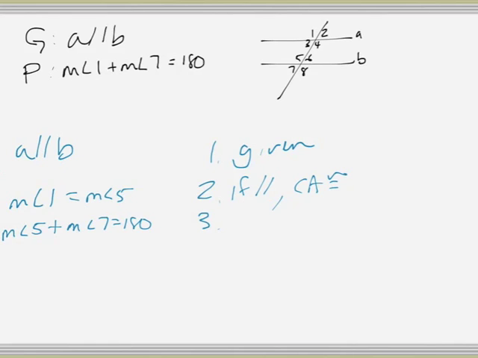Why? Because they're in a straight line. What do we call it when we add two angles together and they make a straight line? Angle addition postulate. Angle addition postulate is when we're adding up two angles that are next to each other, and these two angles happen to make a straight line.